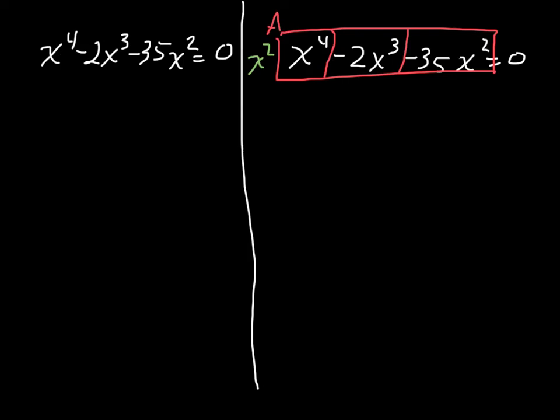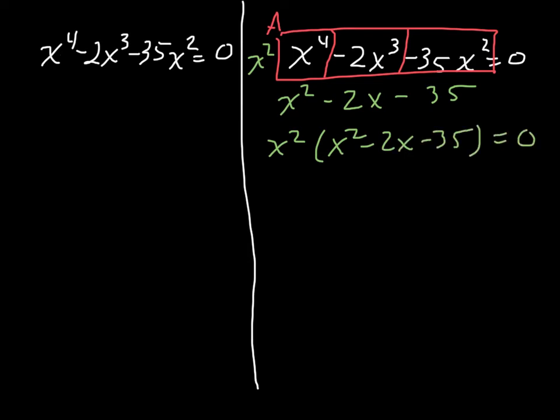And then on the bottom, what times x squared gives me x to the 4th? Well, that's x squared. What times x squared gives me negative 2x cubed? Well, that would be negative 2x. And this one would be 35. So now what I have is x squared times x squared minus 2x minus 35 is equal to 0.